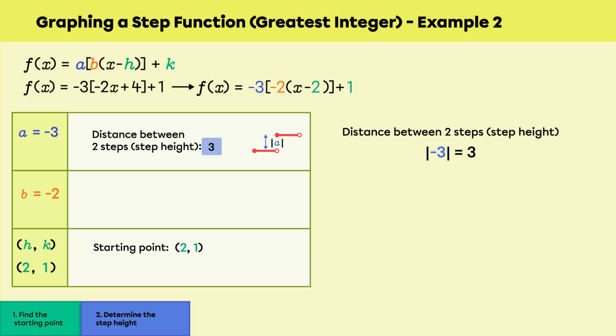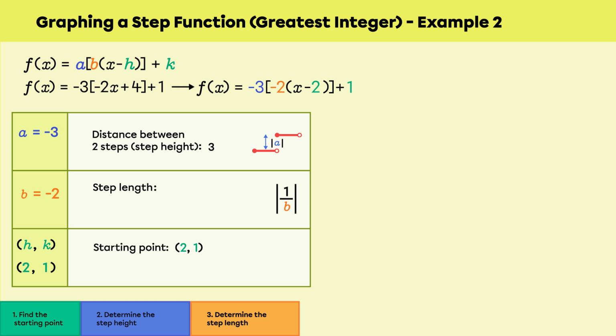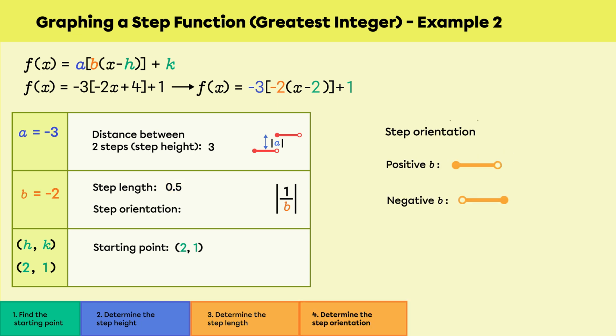We can calculate the length of the steps using the formula 1 over b as an absolute value. Divide 1 by -2, which is -0.5. Taking the absolute value, we get 0.5, which is the step length. We use the sign of parameter b to determine the direction of the steps. Since b is negative, there is an empty point on the left and a solid point on the right.